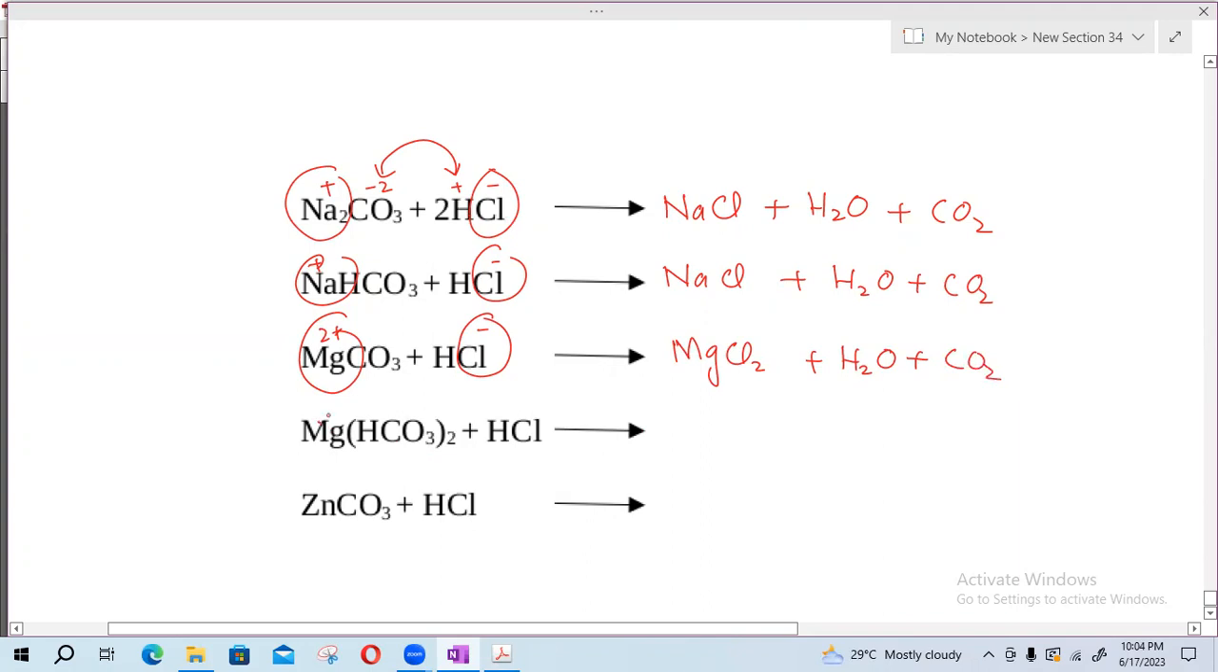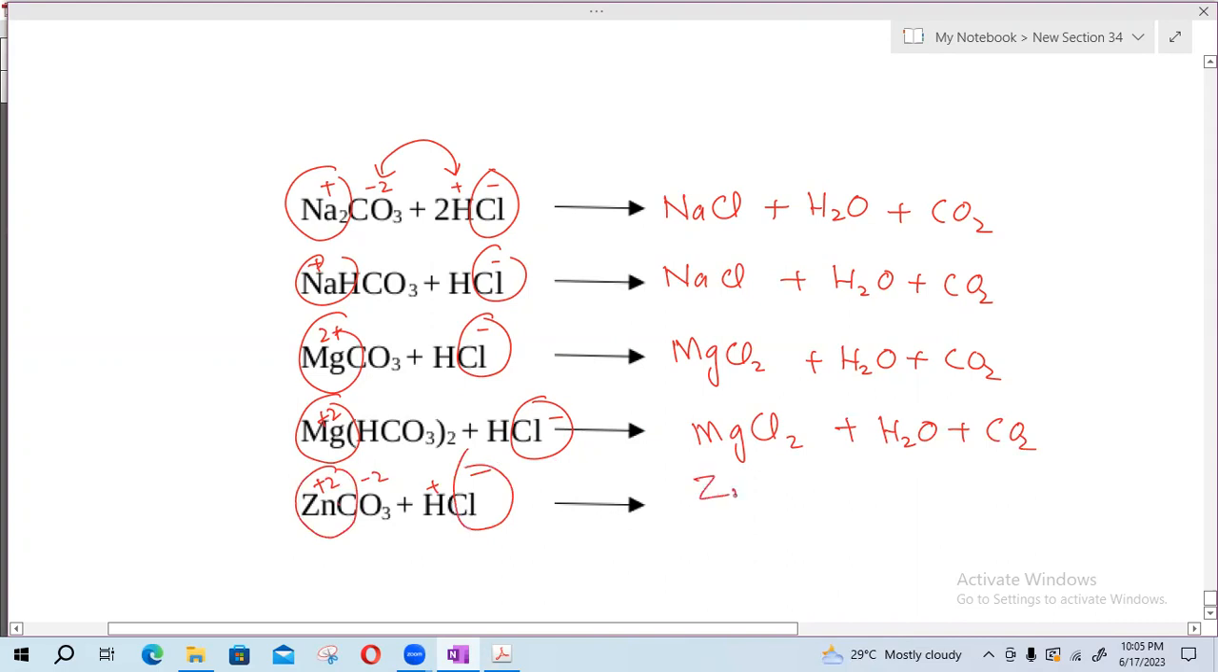Similarly, to predict the salt produced in this reaction, magnesium and chloride again will form MgCl2, and the remaining products will be the same, water and carbon dioxide. Similarly, if we have zinc carbonate, zinc has a plus 2 charge, carbonate has minus 2, H positive, Cl negative. The positive component of the first one will combine with the negative component of the second and form zinc chloride, ZnCl2, plus water and carbon dioxide as the products.